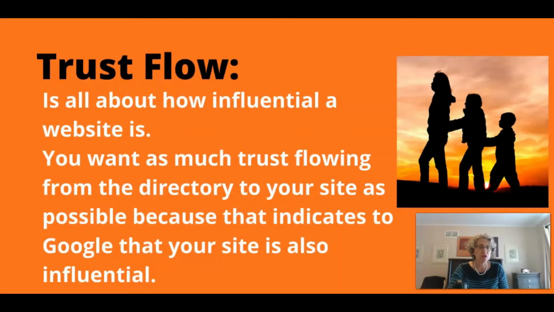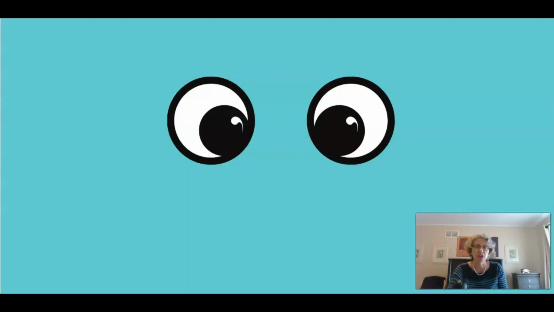Trust flow is all about how influential a website is. You want as much trust flowing from the directory to your website as possible because that indicates to Google that your site is also influential. So let's take a look at Majestic and how you can use it to evaluate the website directories you're finding.